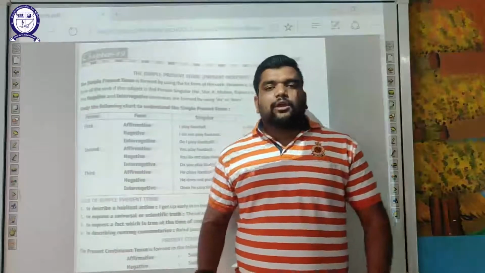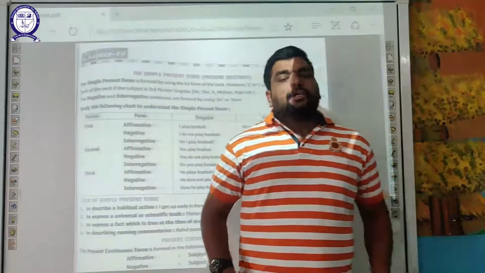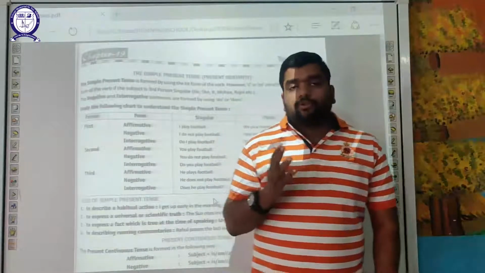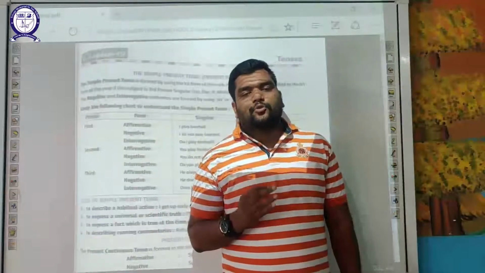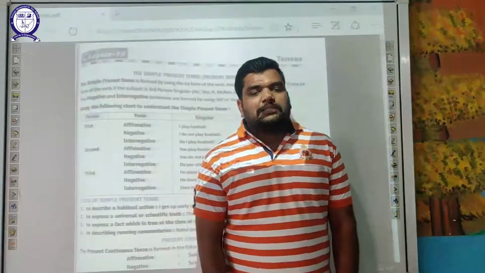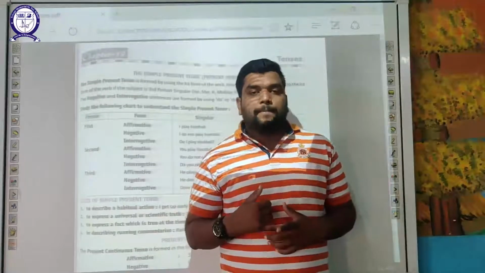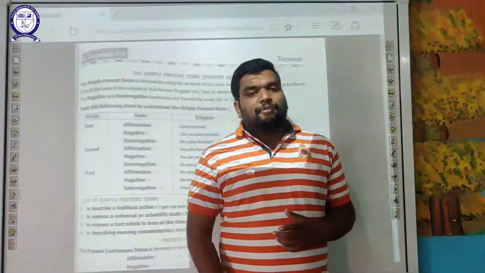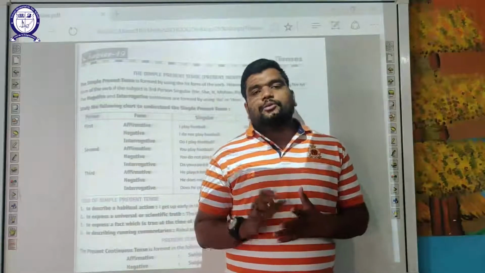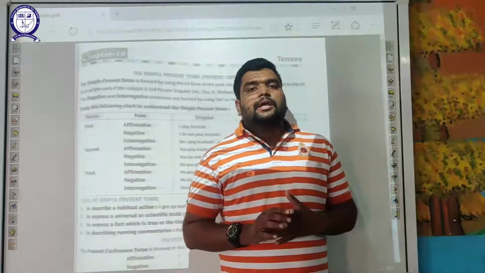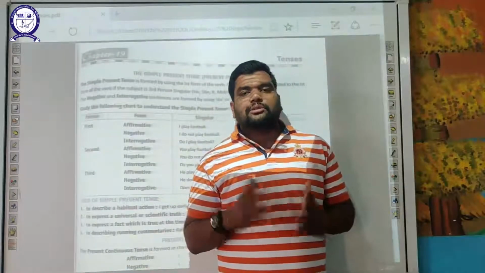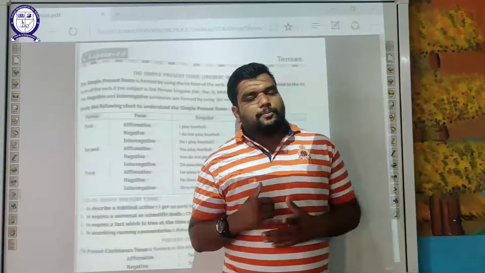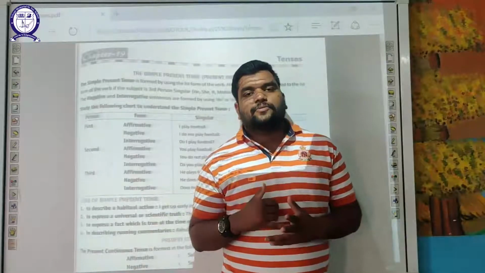So let's find out what the tenses are. Tenses are divided into three parts: past, present and future. They are further divided into four parts, that is indefinite, or you can say simple, second continuous, third perfect, and the fourth one is perfect continuous. All three have these four subdivisions, and in total we need to study 12 tenses.